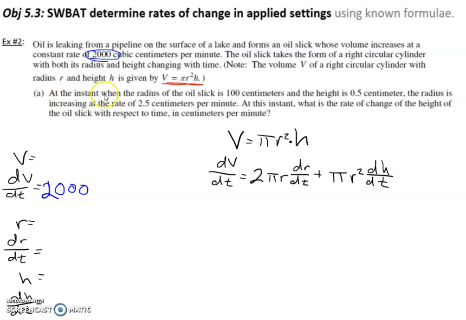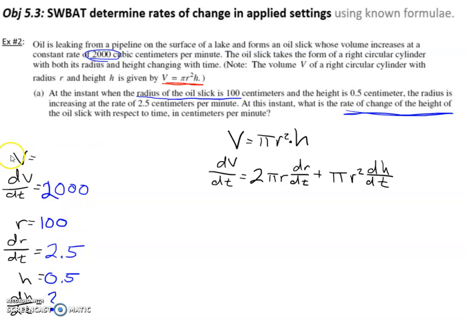Now let's go back to this. At the instant when the radius of the oil slick is 100 centimeters, so they said the radius is 100. So I know r. And the height is 0.5. So I know h. The radius is increasing at a rate of 2.5. So the radius's rate is 2.5 and it's increasing, so that's positive. And then they ask for the rate of change of the height of the cylinder with respect to time. So this is what we don't know.